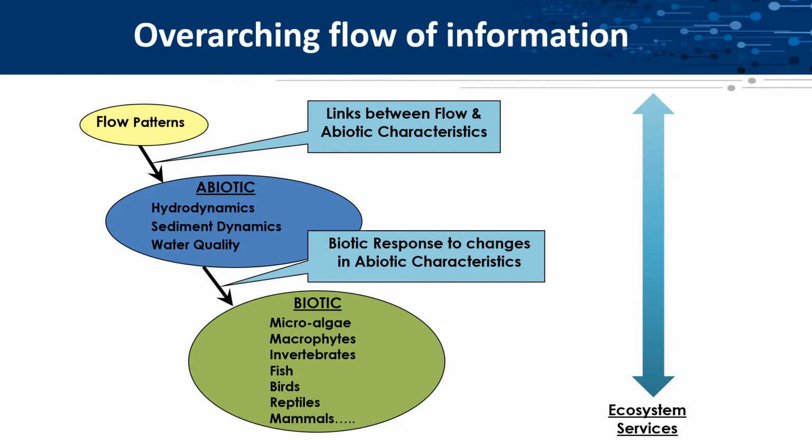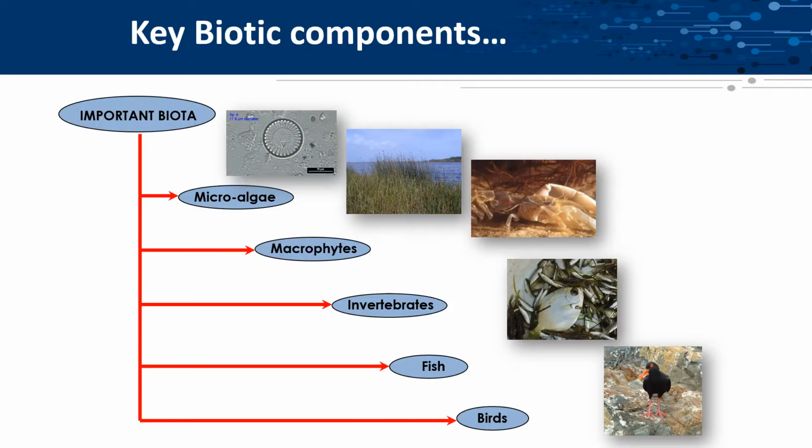Also important is that the focus is often on the links between these: the link from flow to abiotic characteristics, then from abiotic to biotic characteristics, and how the biota respond to the abiotic characteristics. And then the ecosystem services and their overall response to this. How do flow changes drive the ecosystem services moving forward? In South Africa, mostly, our biotic responses are microalgae, macrophytes, invertebrates, fish, and birds.